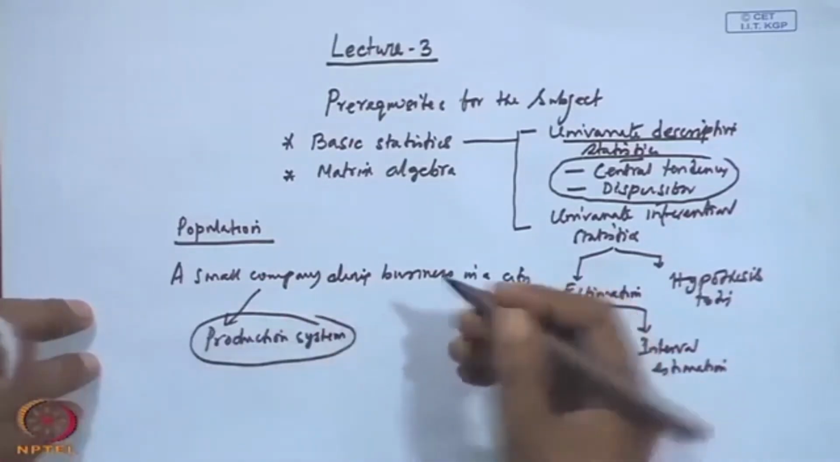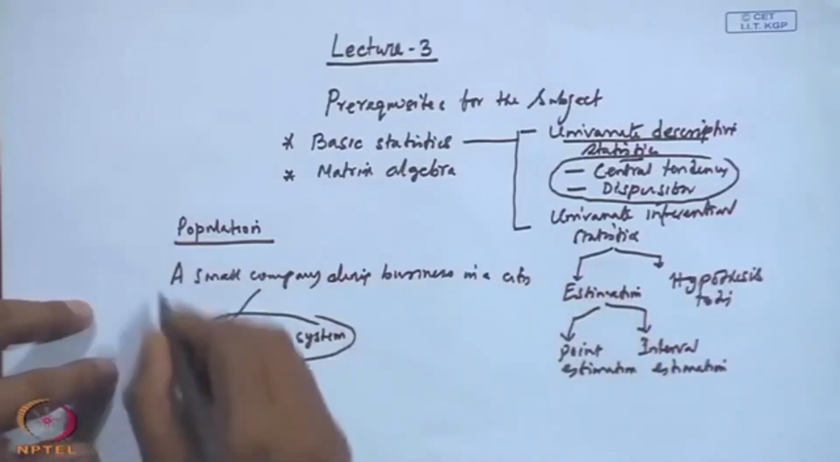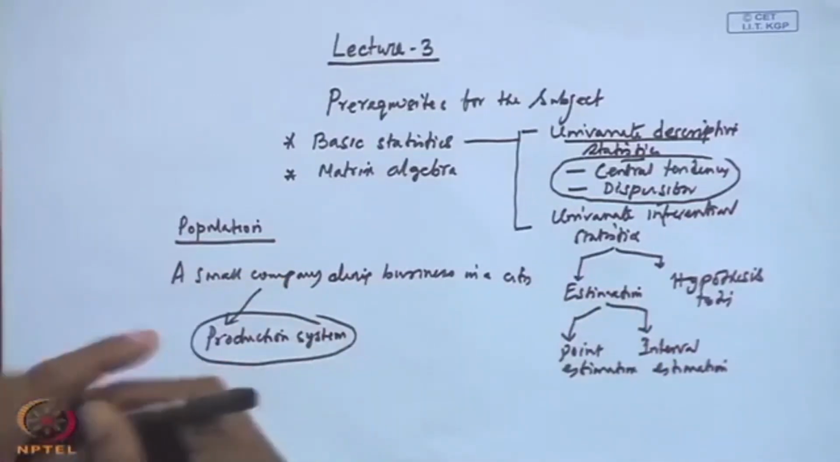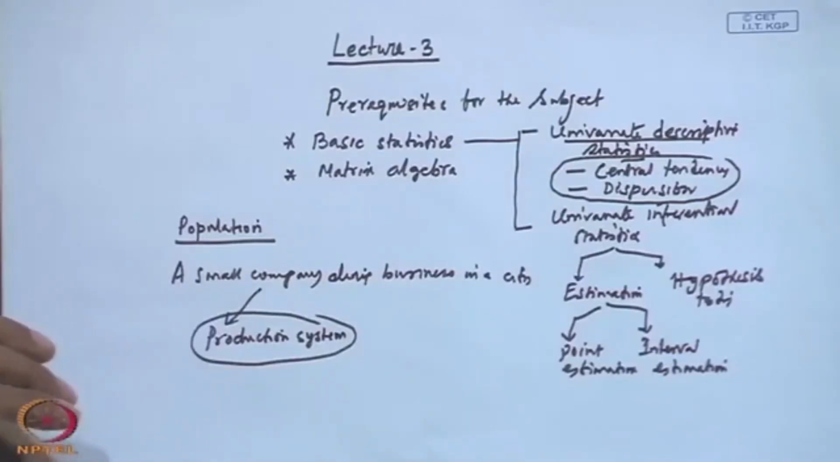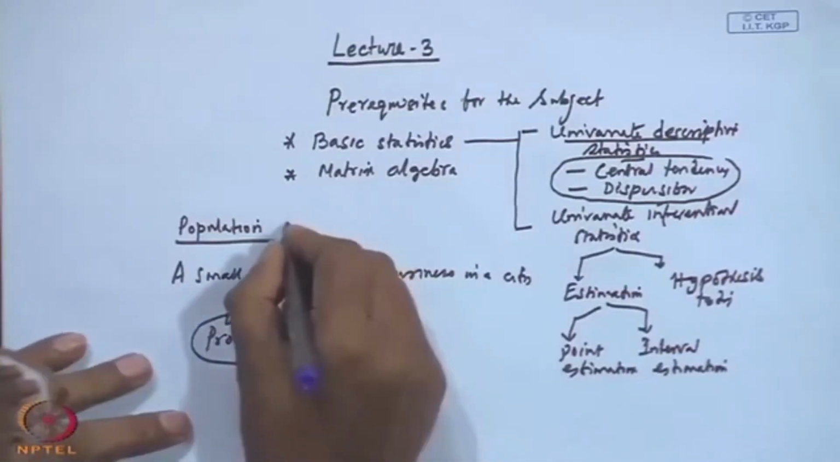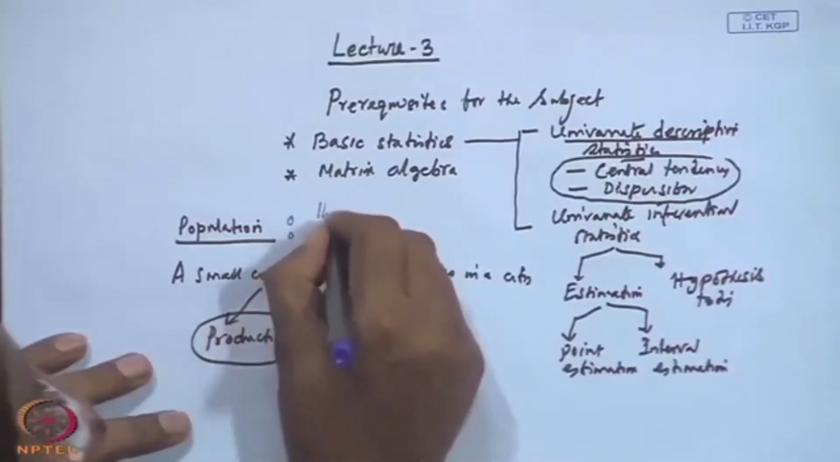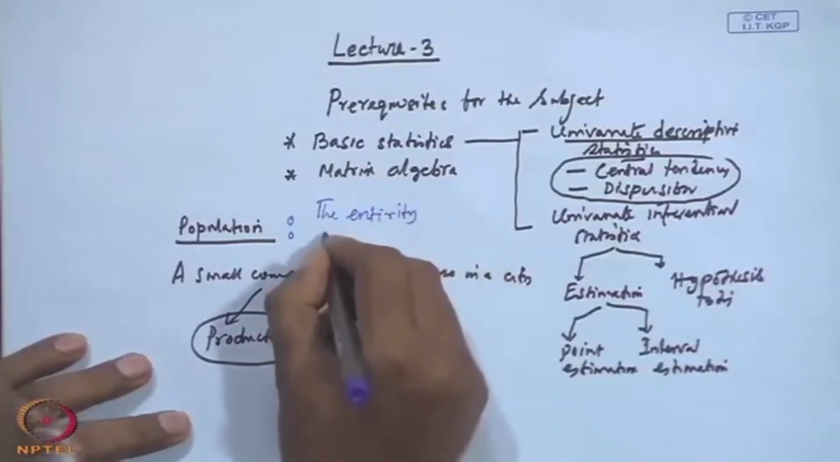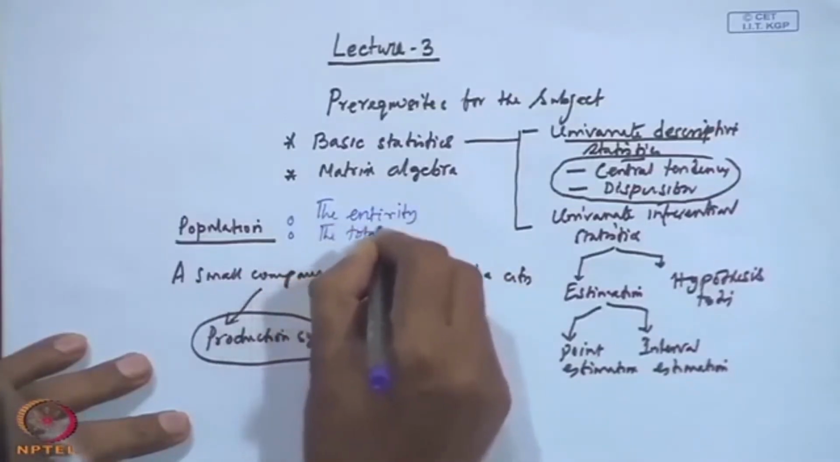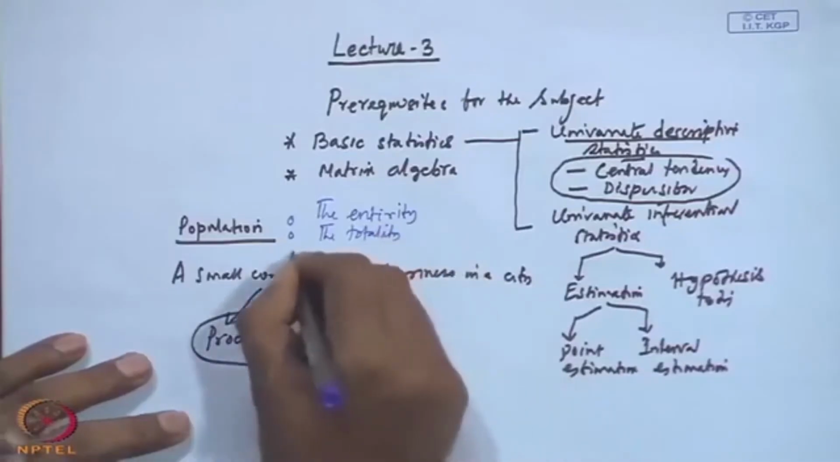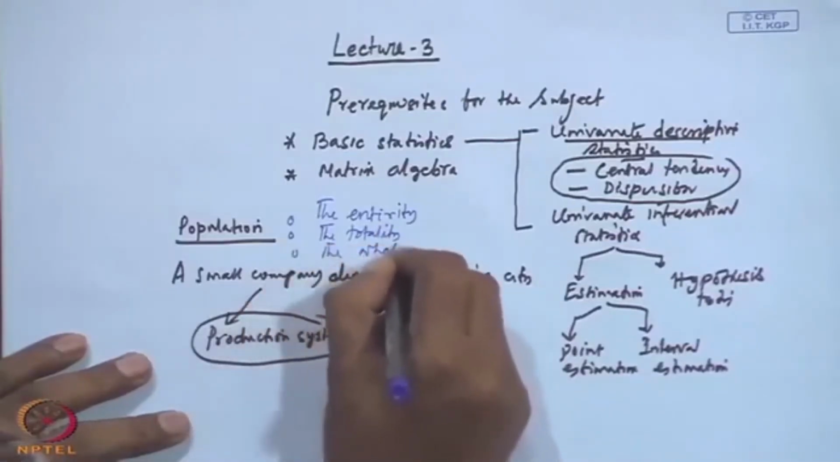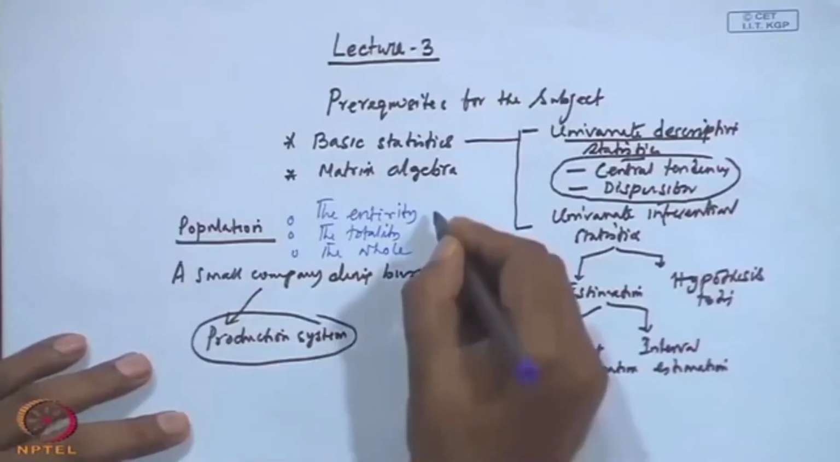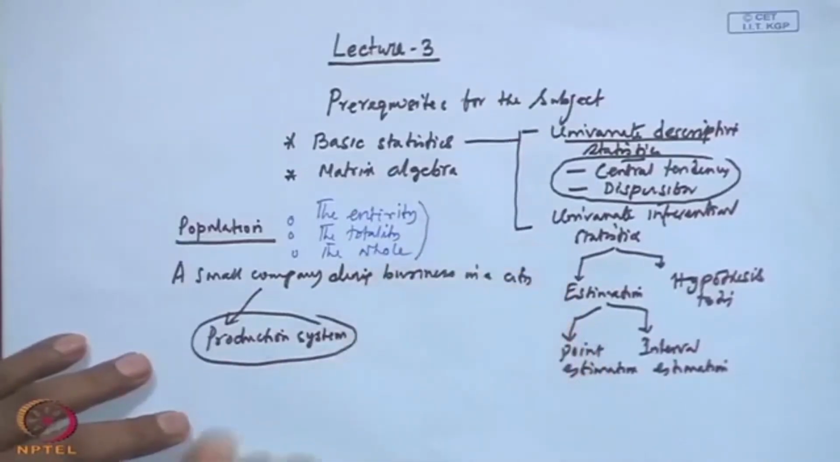If you define population from the statistics point of view, population is the entirety or the totality, or we can say the whole. When we talk about the population of West Bengal, that means each and every legal resident of West Bengal is considered.